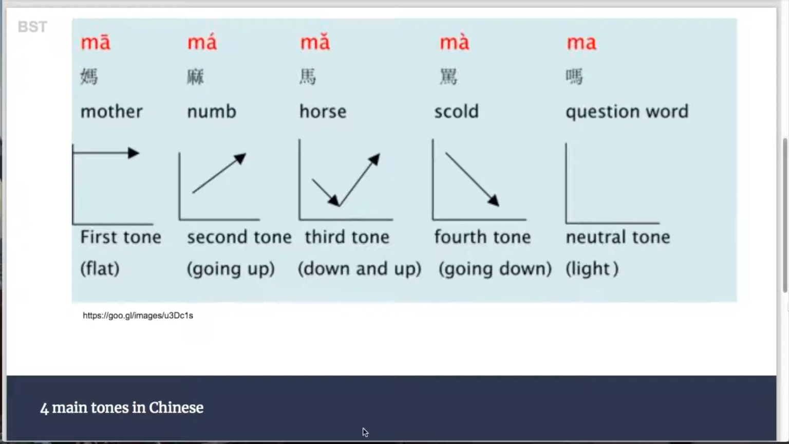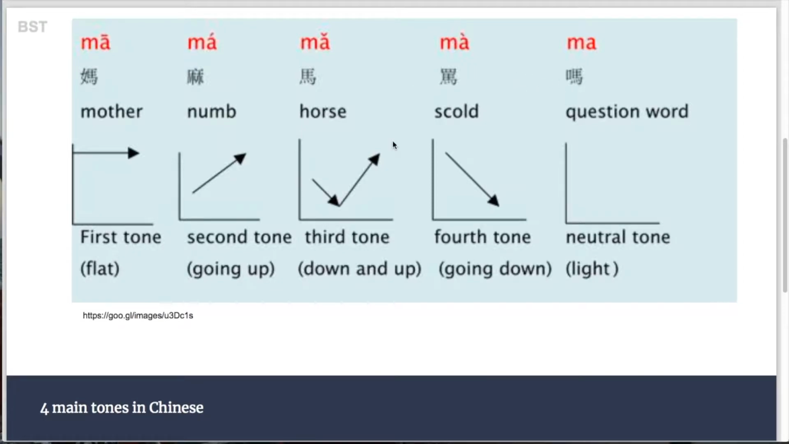And then there's a neutral tone, which is just very light, and it's ma, and this is the question mark. As you can see, tones are very important in Chinese. One word has 5 meanings depending on the tone that is used. So make sure you enunciate your tones clearly so a Chinese person can understand you.